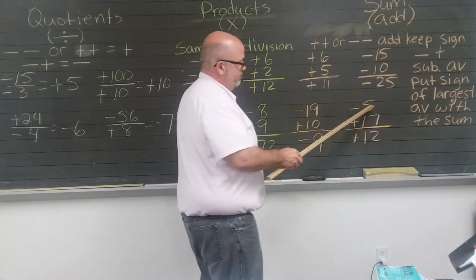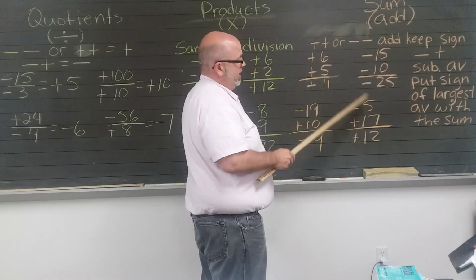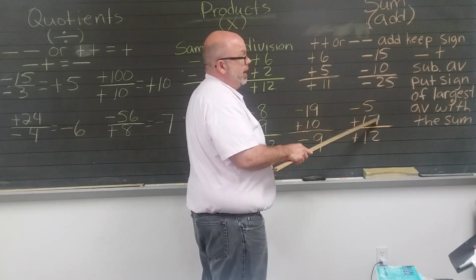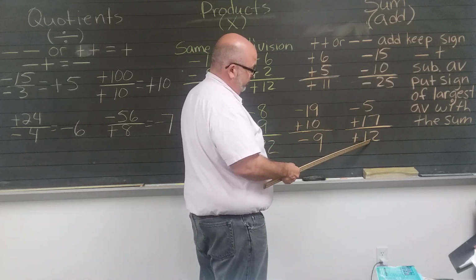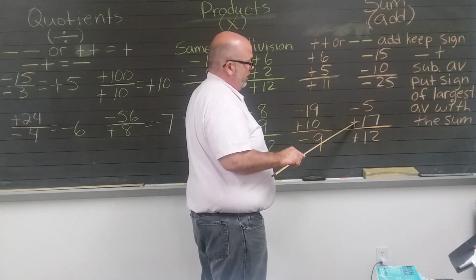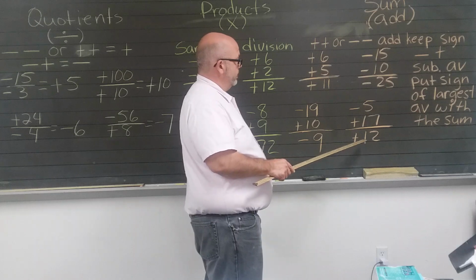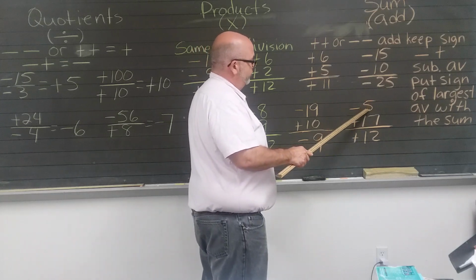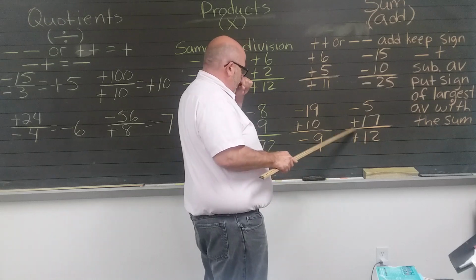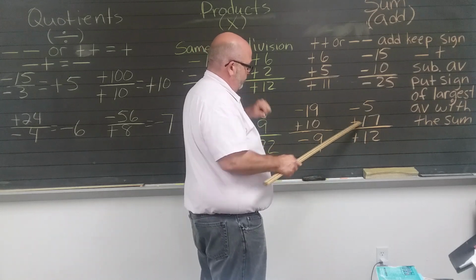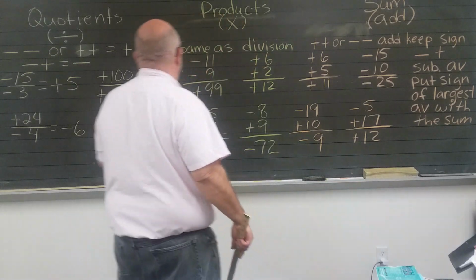Same thing over here. It doesn't matter if the big number's on top or bottom. Subtract the absolute values. 17 minus 5 is 12. The plus sign is with the larger absolute value, so it is positive 12. If the signs are different, subtract, and put the plus sign because it's with the bigger number. All right? And that is a review of the signs.